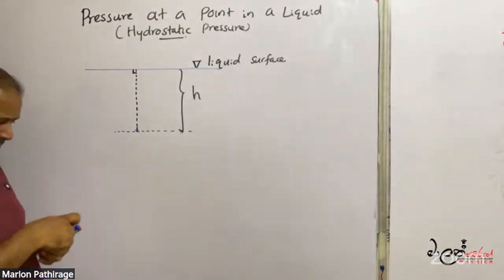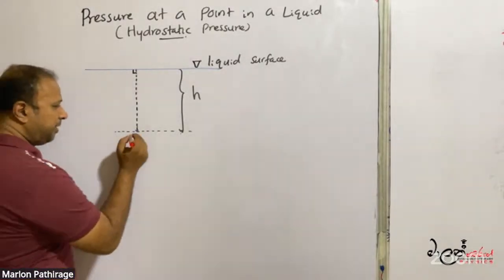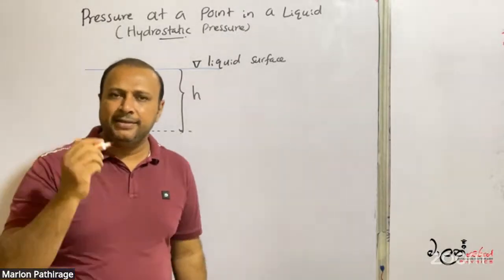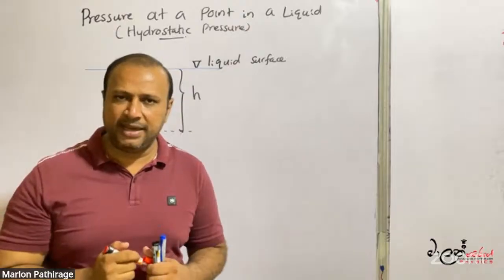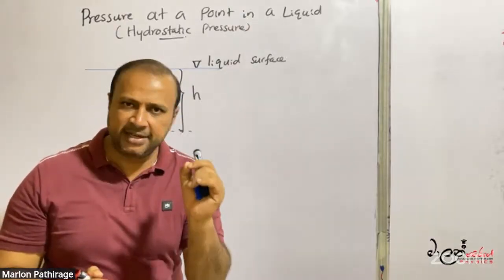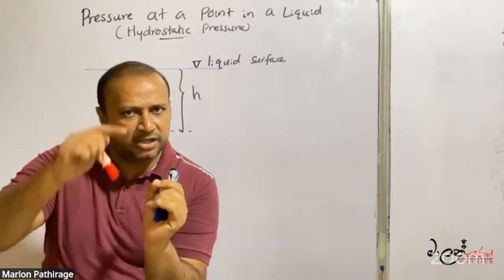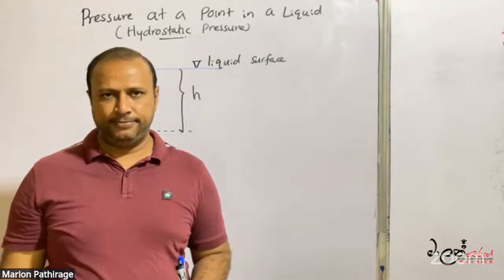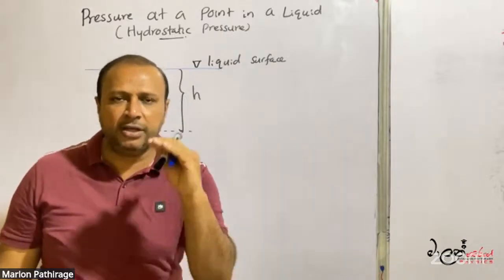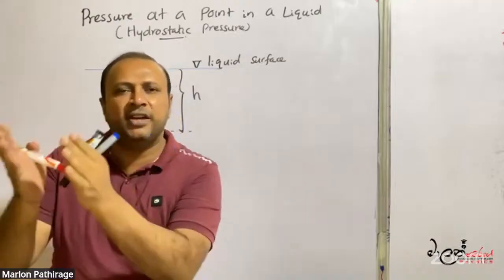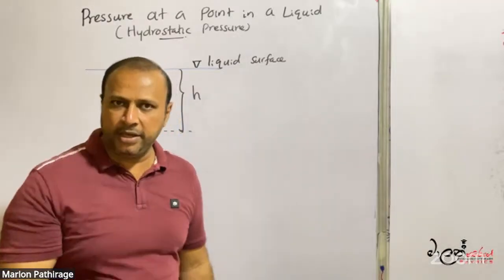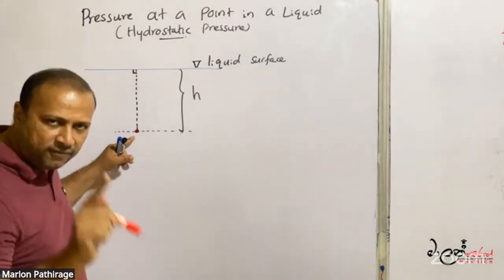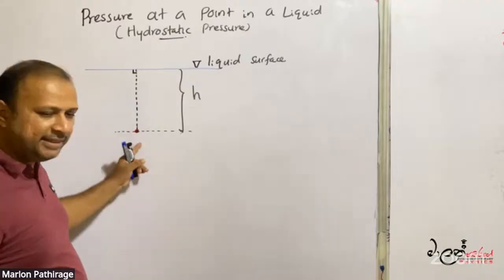Now we need to determine the pressure at this point. Therefore, as I described earlier, if there's a pressure, definitely there should be a force exerted at that point. Therefore, you have to understand what would be that force. Now tell me, if there is a pressure at that point, what would be the force exerted at that point?